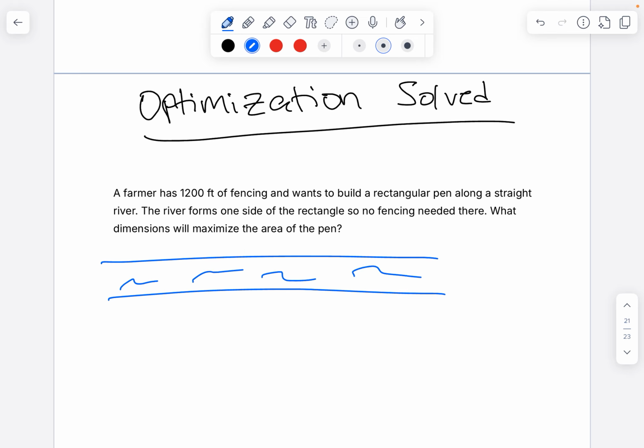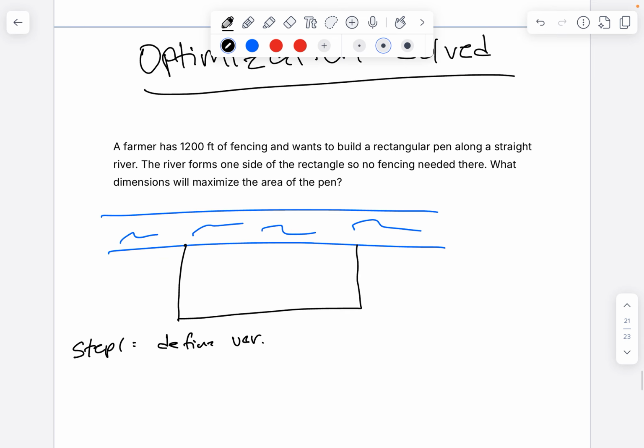This is why I'm not an artist, guys. But we have the river and we have a rectangular fence where the river acts as one side. So, step one, let's define our variables. Let x be the width of the pen, so the side perpendicular to the river. That is your x, that is your x, and then let y be the length of the pen, or the side parallel to the river.